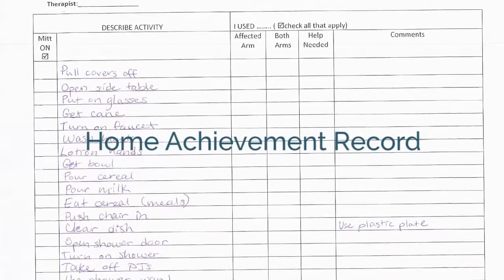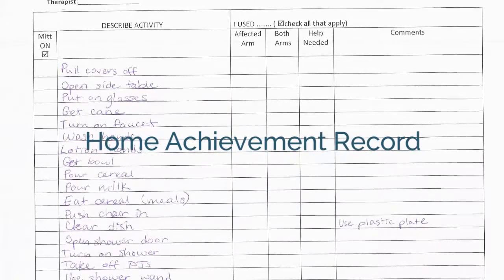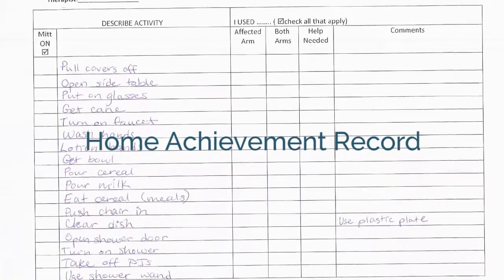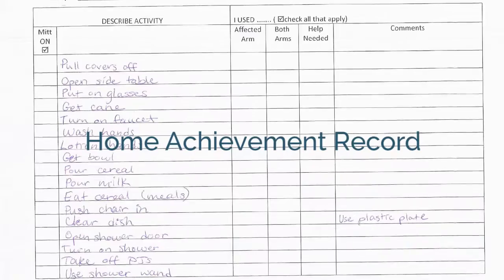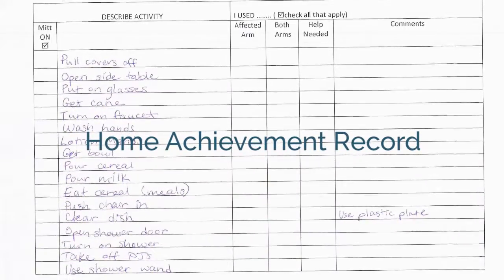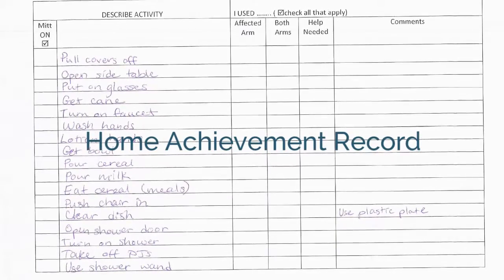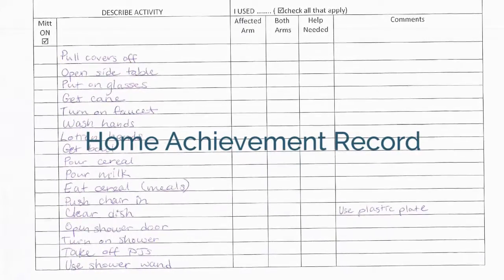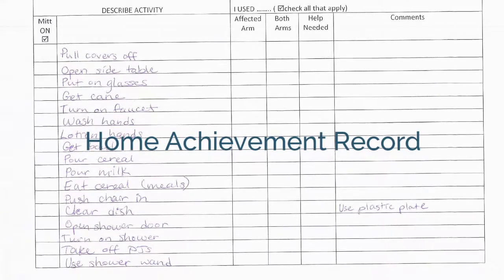This home achievement record helps identify additional barriers to arm use throughout the treatment and provides an opportunity for therapists and clients to problem solve through these barriers together. It also serves as a record of a client's improvement in daily activities and motivates the client to try harder.